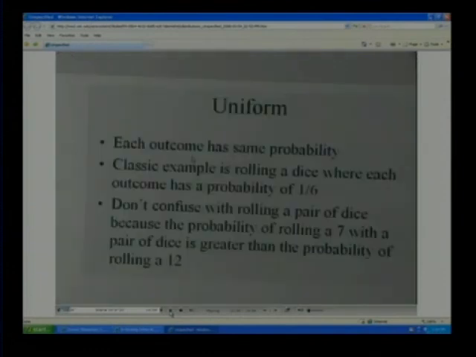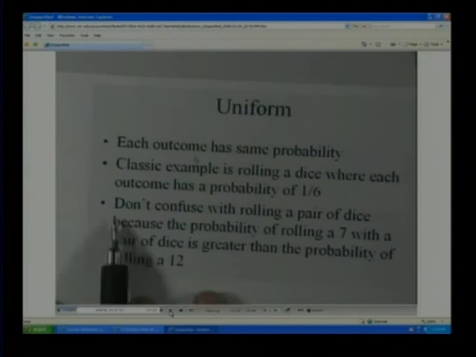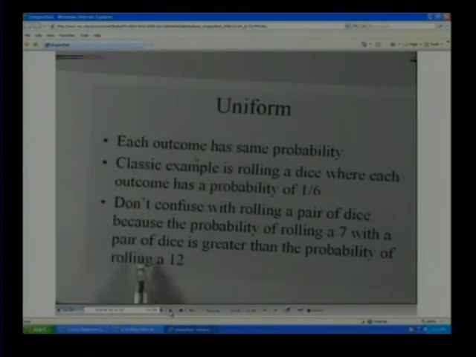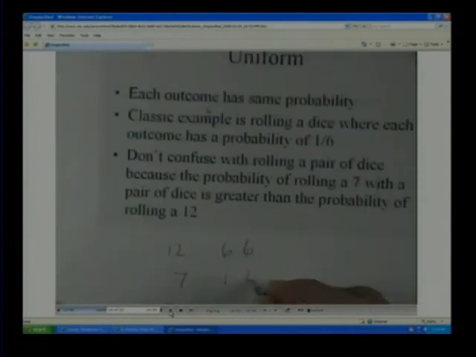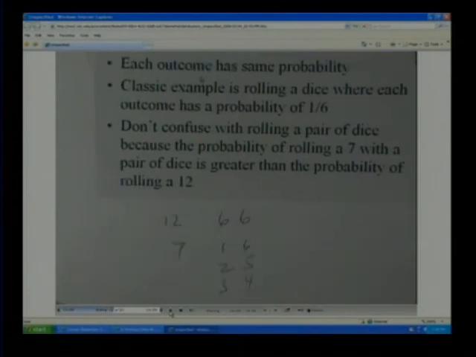Okay, the uniform distribution. Classic example here is rolling a die, where each outcome has a probability of 1 out of 6. Don't confuse that with rolling a pair of dice, because the probability of rolling a 7 with a pair of dice is greater than the probability of rolling a 12. If you roll a 12, you can only get that with a 6 and a 6. If you roll a 7, you can get a 1 and a 6, a 2 and a 5, a 3 and a 4, and then you can keep going, a 4 and a 3.